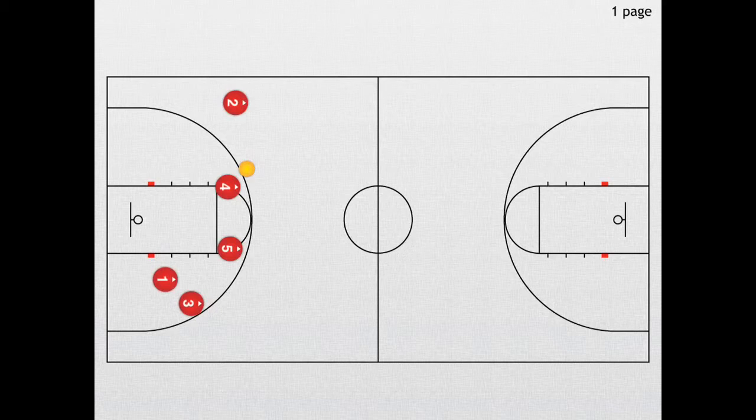The second big read that we have to make is, again, the screen for the screener or pick for the picker action. And we're reading whoever's guarding the 1 player, we're reading how he's defending it. So if the defender on number 1 is worried about the 3-man coming off for the layup, he may help off the guy he's guarding, which is number 1. He may help off and take away the layup. If he does that, we should have 1 coming off this next screen wide open for the shot.